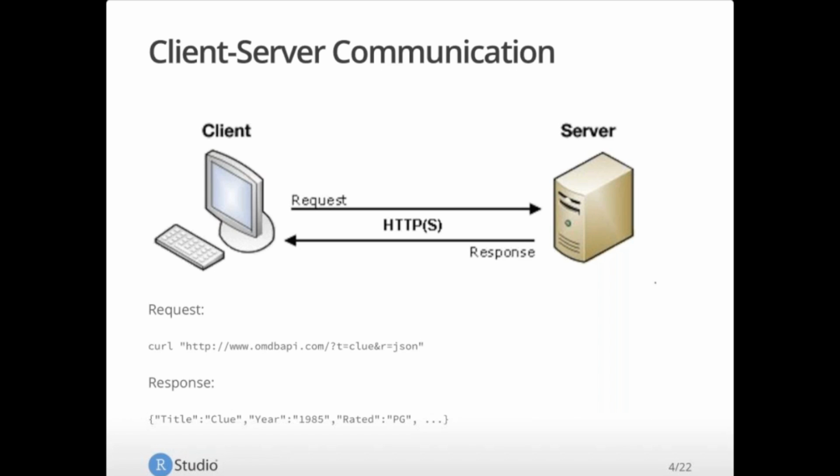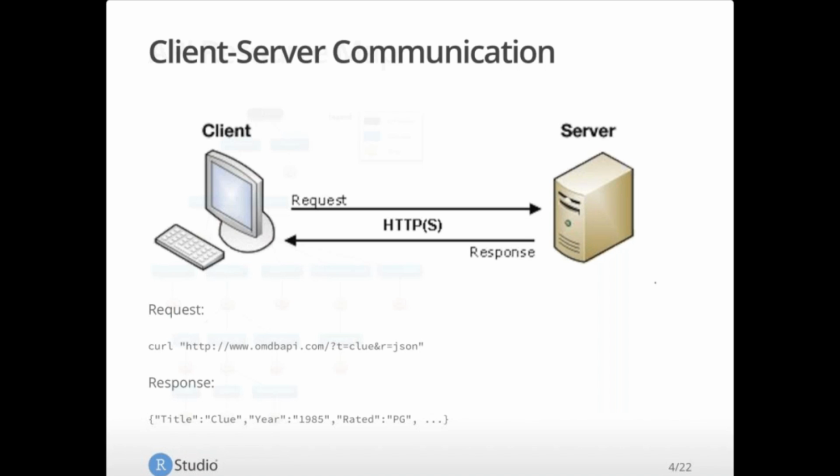So as an example of this request and response, I've put down here a curl request. Curl is a utility in the Unix world that allows you to make HTTP requests. In this case, I'm calling the OMDB API. This is the Online Movie Database API. And I'm giving it a request with a query parameter, t for title and r for response format. So in this case, I'm saying, OMDB, give me the data for the title, the movie named Clue, and send it back to me in JSON format.